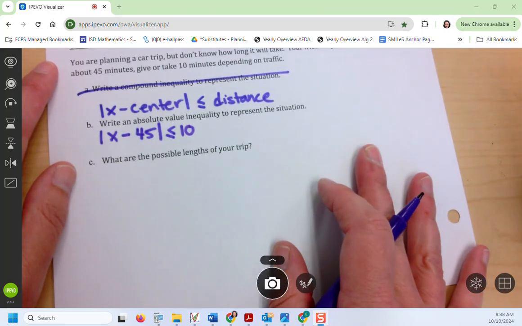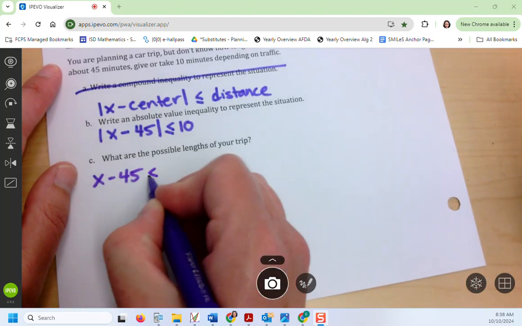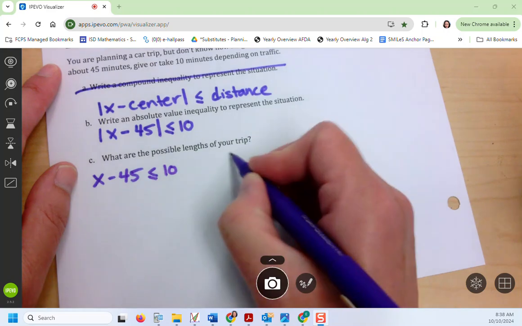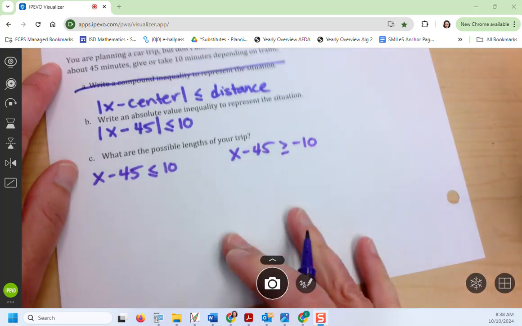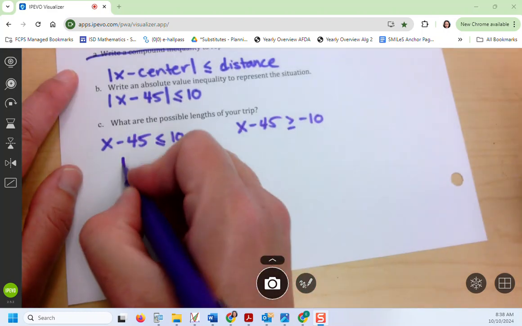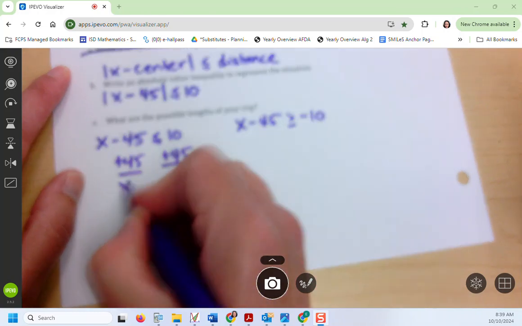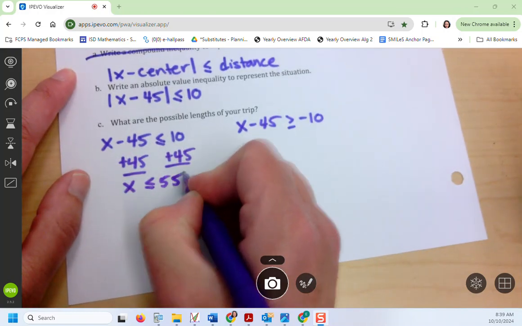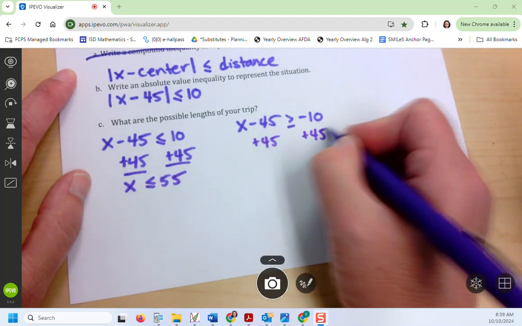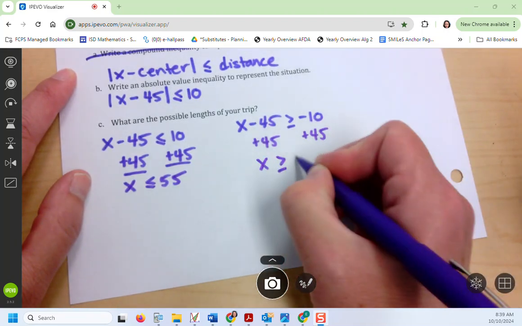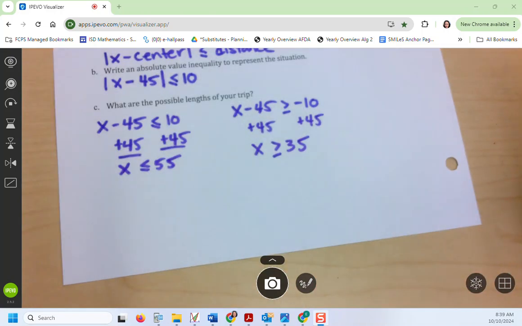Okay, so then we're going to solve that. Less than or equal to 10. Greater than or equal to negative 10. And then solve it by adding 45. So x is less than or equal to 55. X is greater than or equal to 35. So we are going to put this into one statement, and we're going to write words, both.